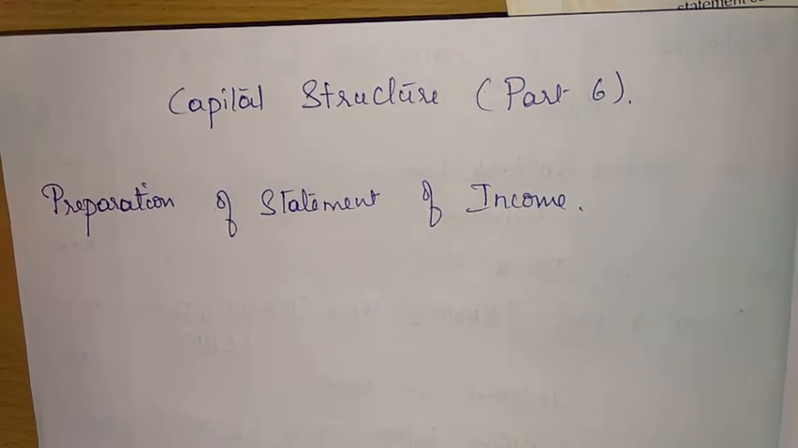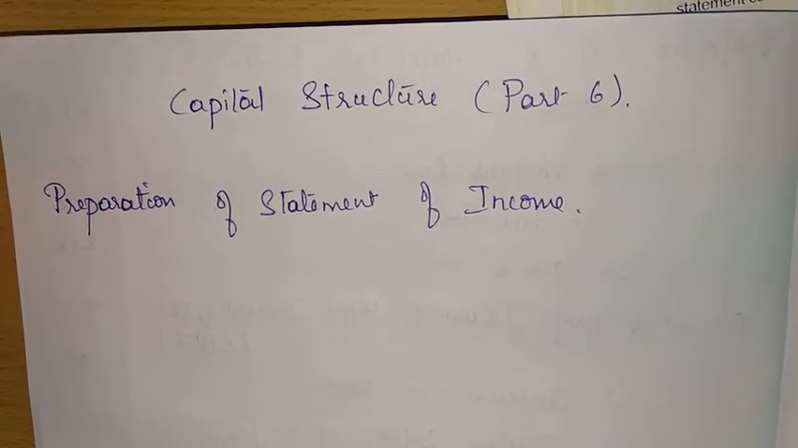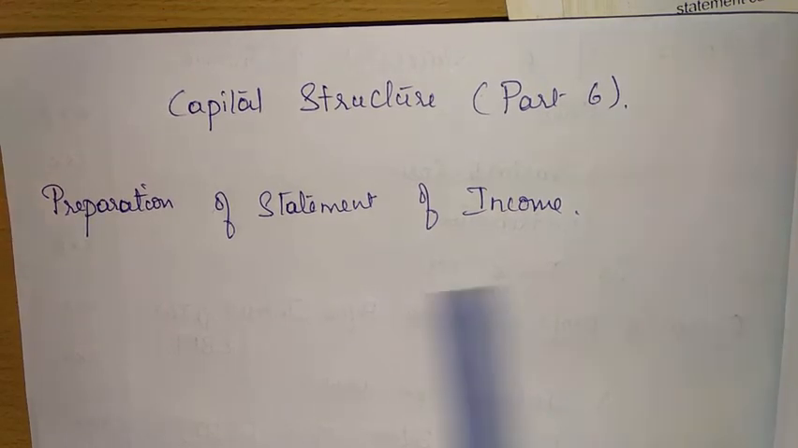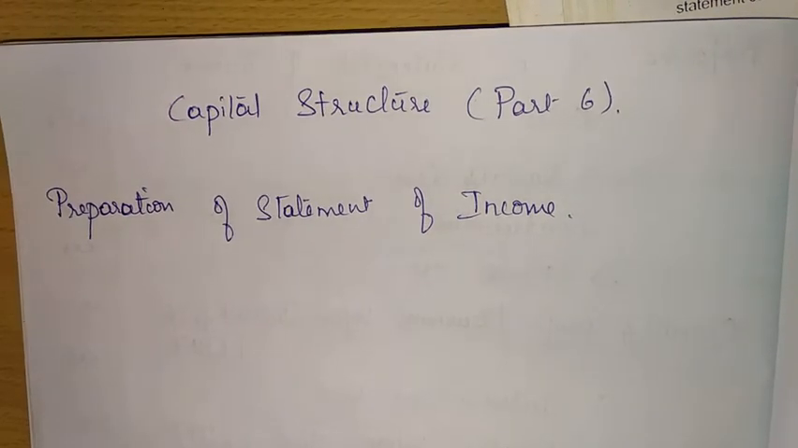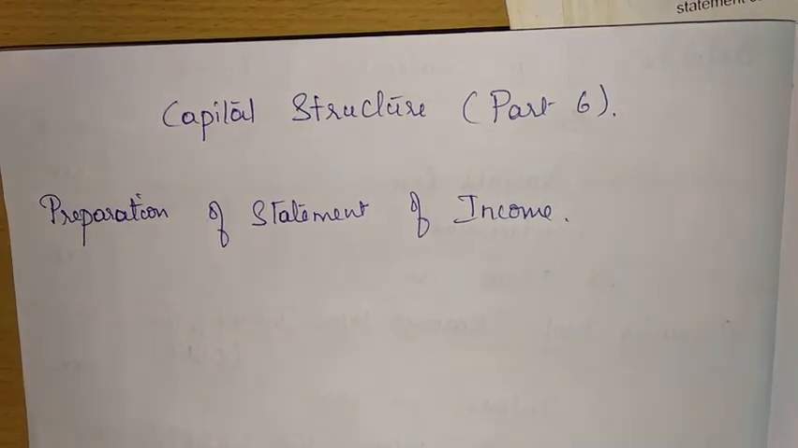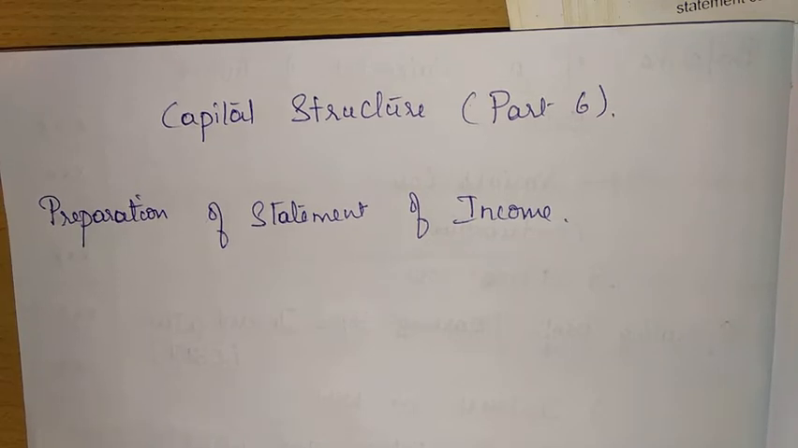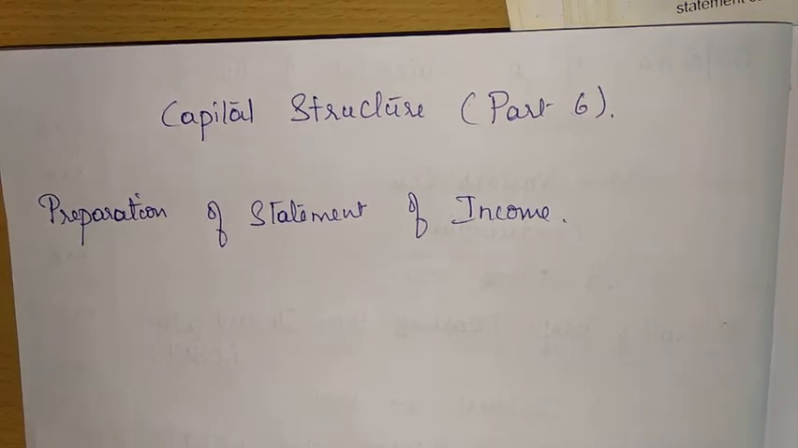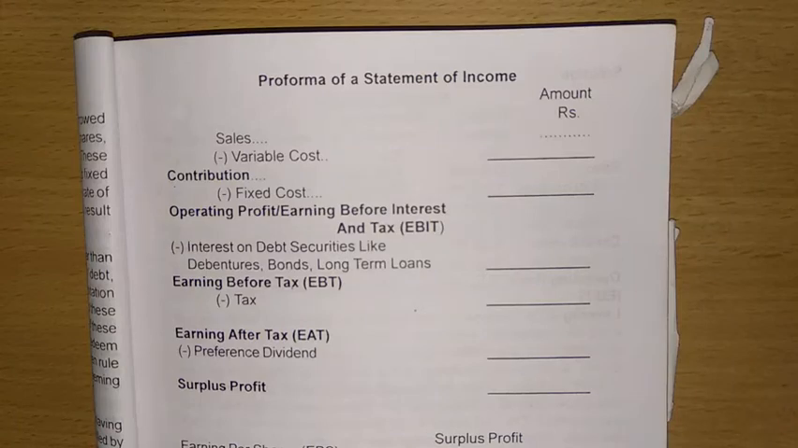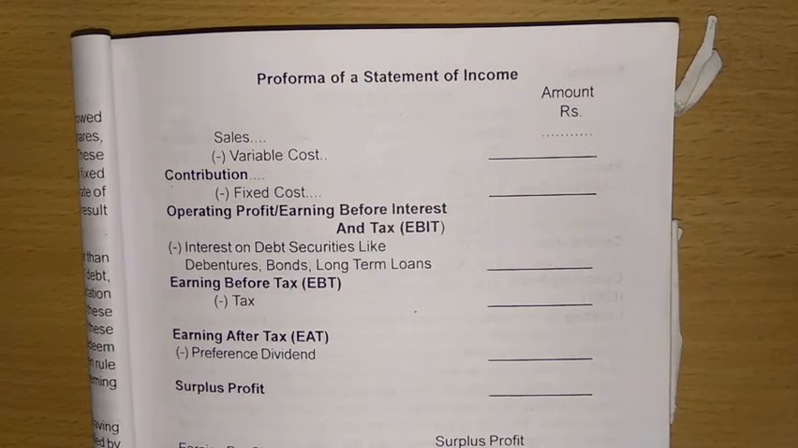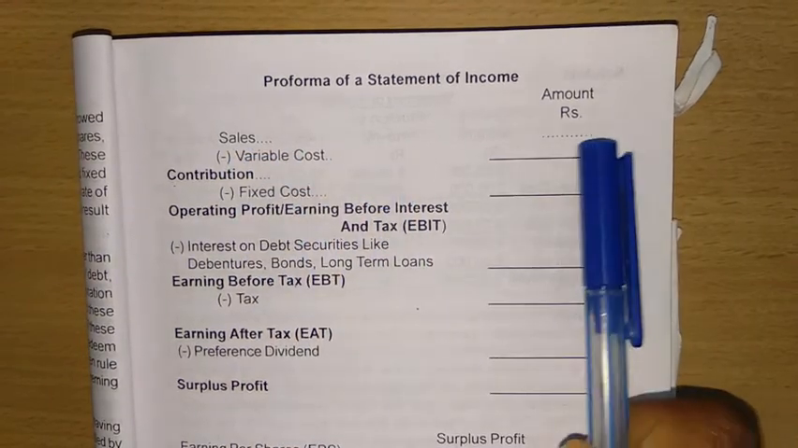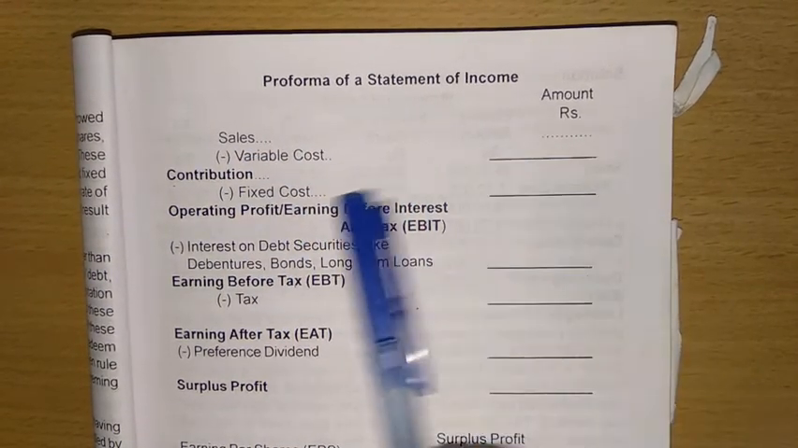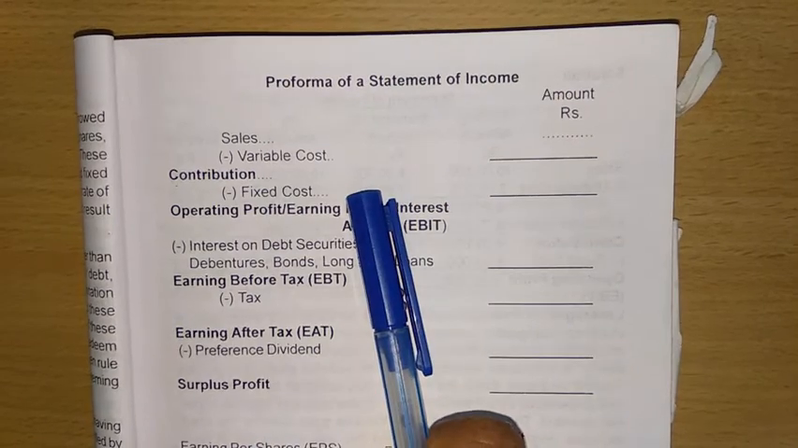Hello students, let's see the continuation part of second chapter, that is capital structure, and today we are going to discuss about preparation of statement of income. So now let's see the specimen for preparation of statement of income. Here is a specimen. First we need to write sales, total sales amount you have to write, less variable cost.